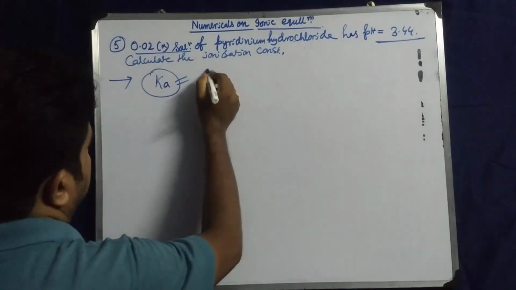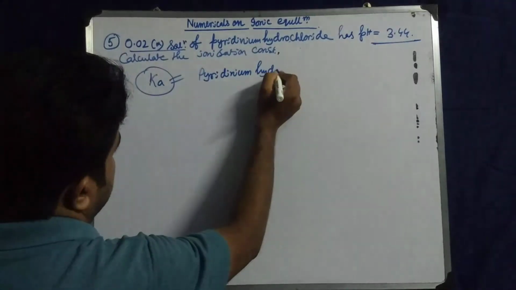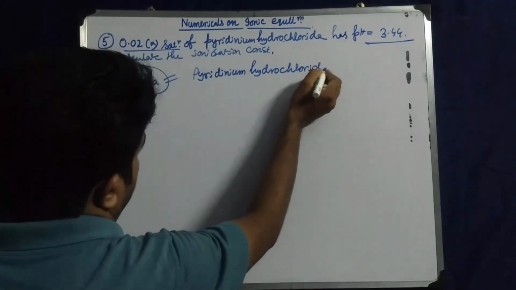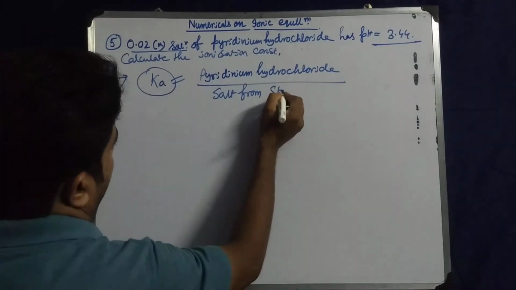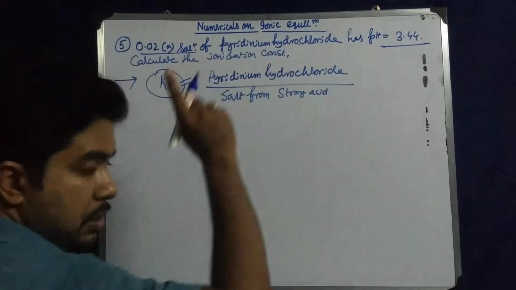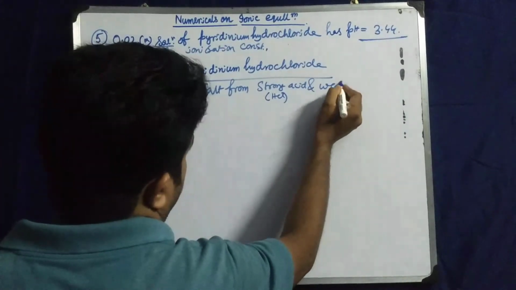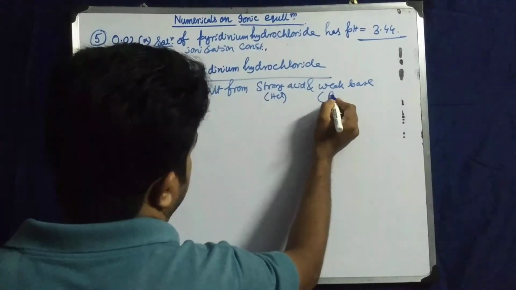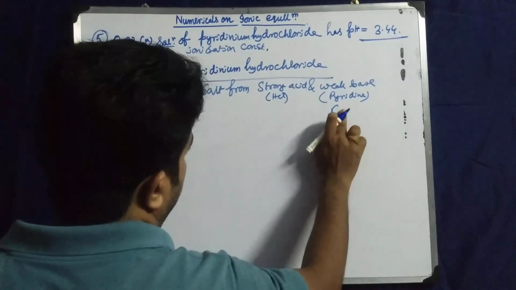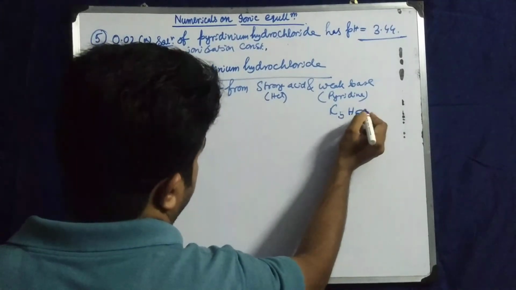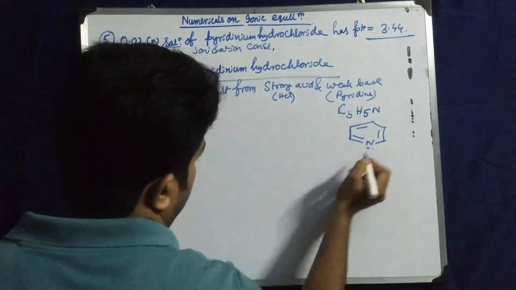Pyridinium hydrochloride. Okay, so it's a salt from where? Strong acid. Remember, previously it was the weak acid. This is the strong acid, that is HCl, and weak base, that is pyridine. So let me tell you the formula of pyridine. C5H5N. It looks like this. This is pyridine.